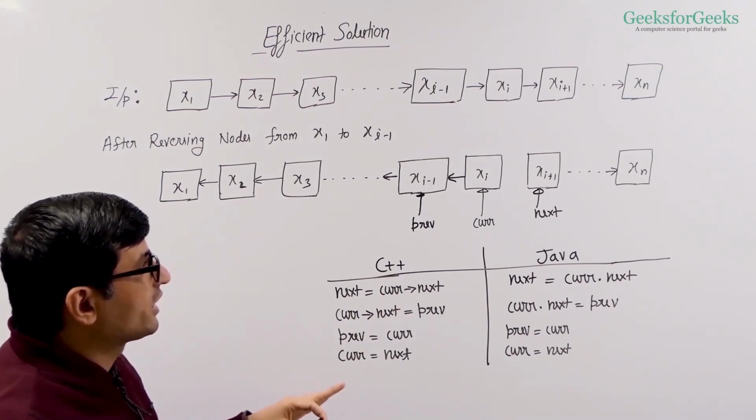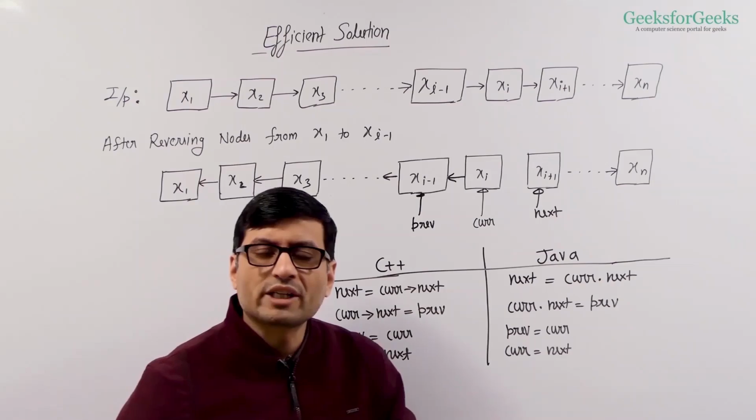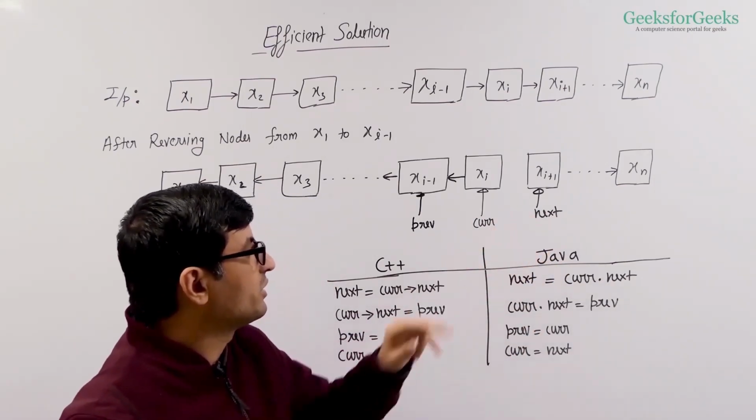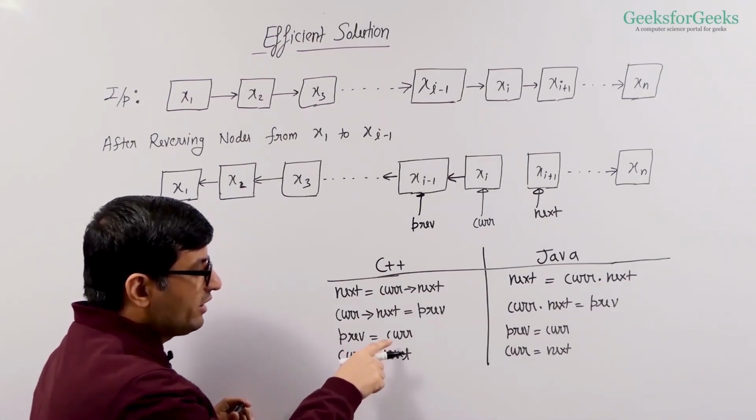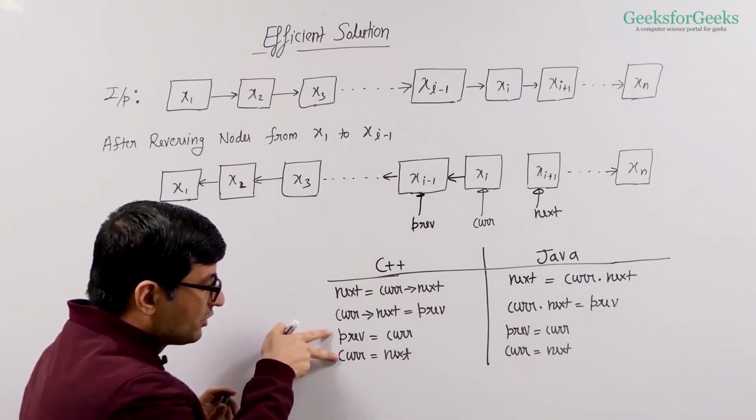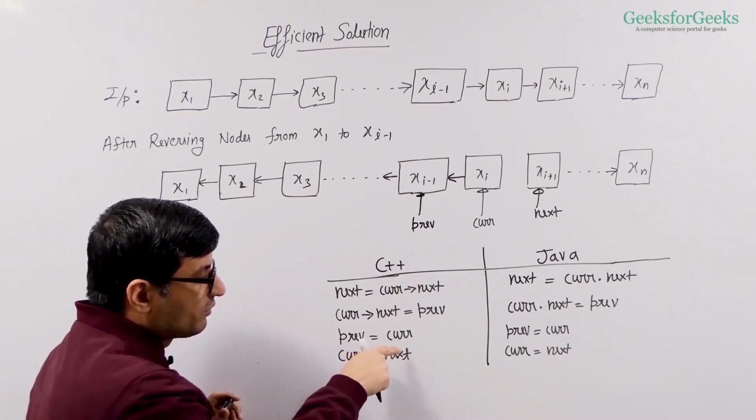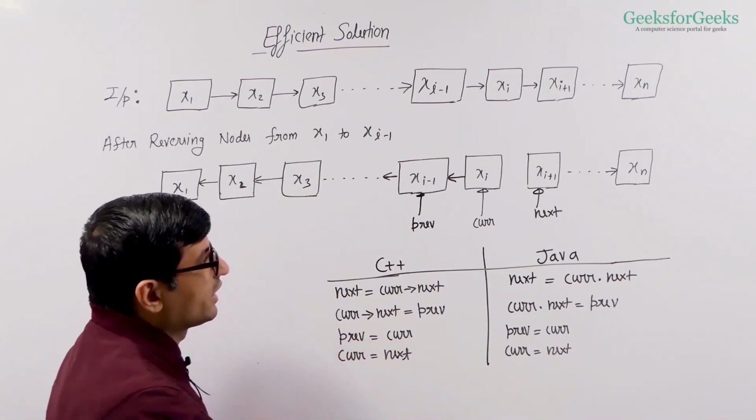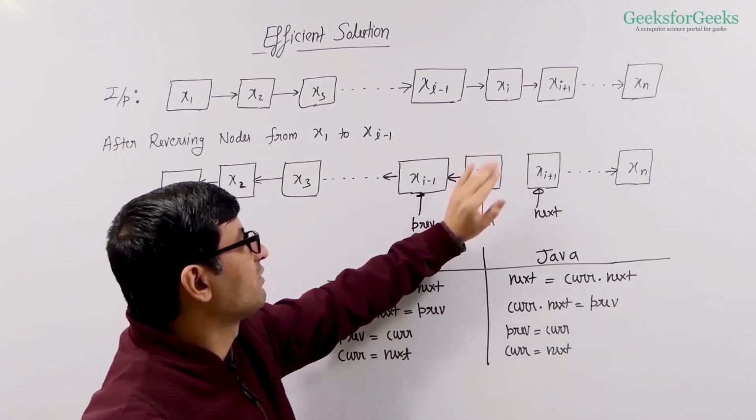And once we have done that, we need to set previous and current for the next iteration, right? Because in the next iteration, this should be your current and this should be your previous. For that purpose, we do previous equal to current and current equal to next. And this order is also important. If you do current equal to next first, then you will lose track of the current node, right? So you need to first copy the current into the previous, then next into the current. Right? That is how we process a particular node while we are reversing the linked list.